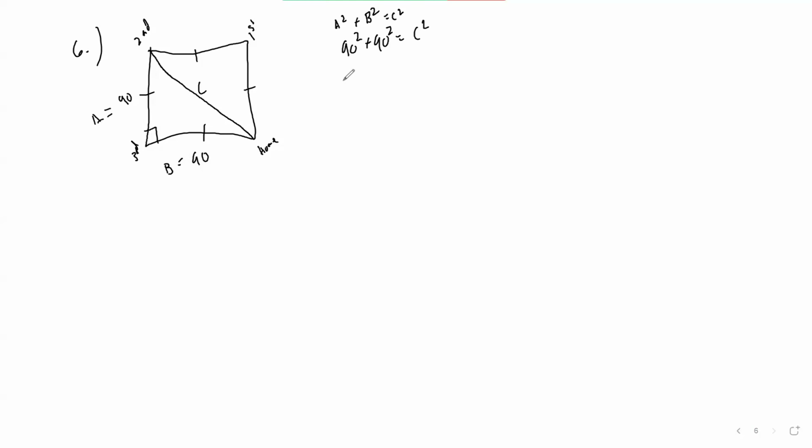So 90 squared is, I'm pretty sure, 8,100. Yep. So this gives me 8,100 plus 8,100 equals c squared. If we add these two up, we get 16,200 equals c squared. Then I'm going to take the square root. And again, because I know it has to be positive, I'm not going to stress about that plus or minus.